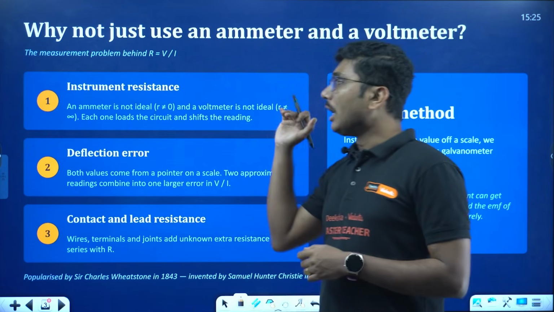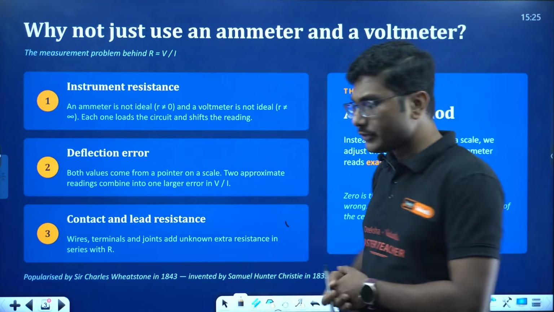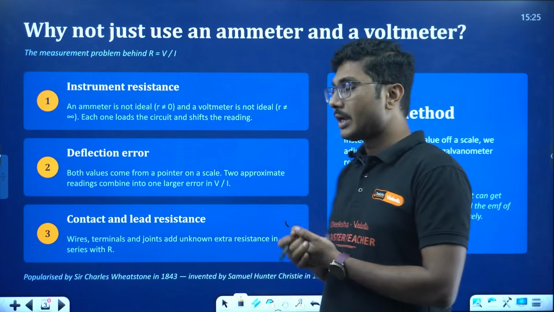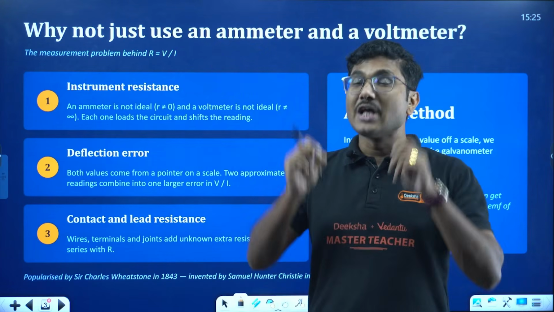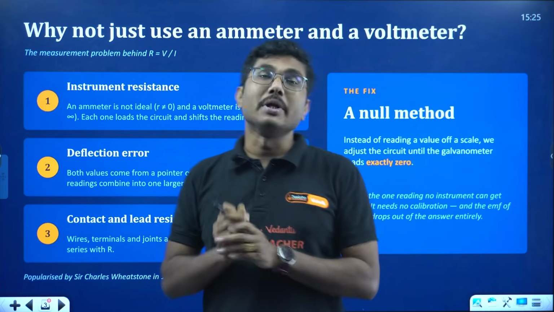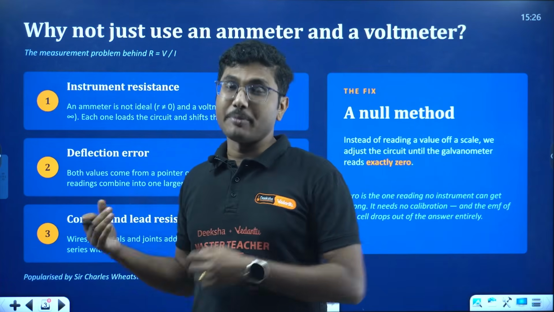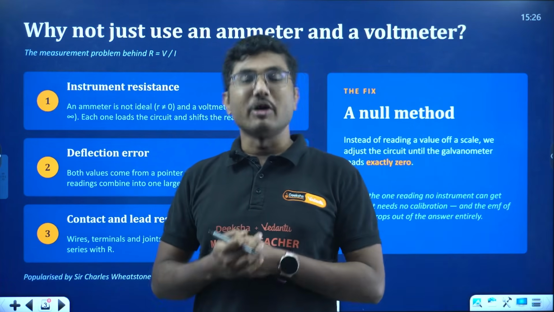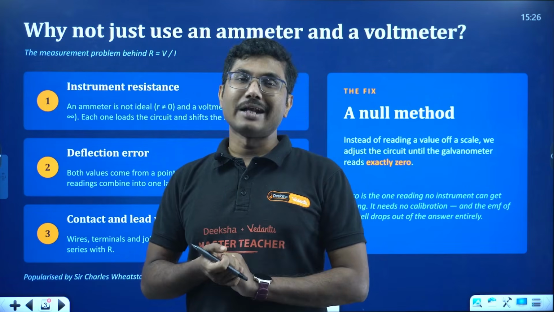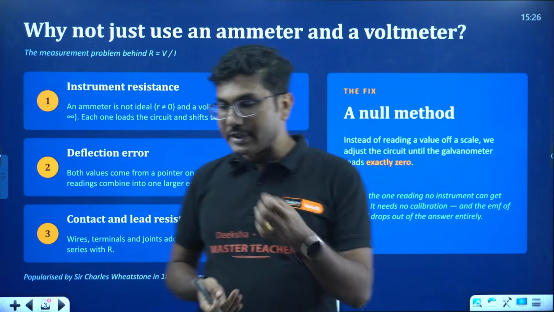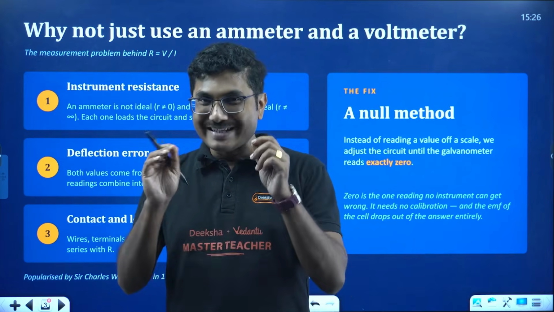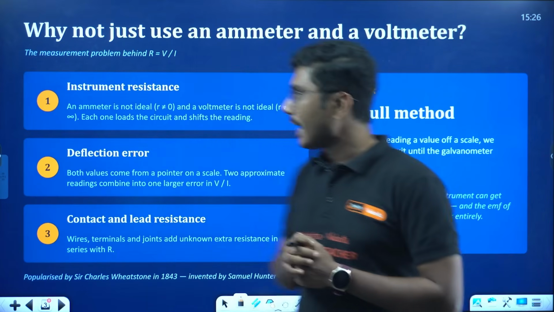Okay, now instrument resistance, obviously V is equal to IR, voltmeter and ammeter, they have some resistance, and we need to measure the resistance as accurately as possible. So if you are using voltmeter and ammeter, your value will not be super accurate, and that can lead to catastrophic failures, especially when you are using it for some very precise calculations, right?